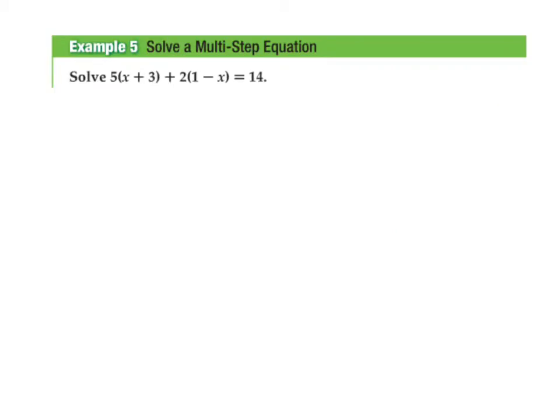Okay, so example 5, solve a multi-step equation. So we want to find out what x is here. What x can we put into this equation in both places, because x does show up twice, that will make this a true statement. That will make the left-hand side be the same as the right-hand side. So let's follow our steps.